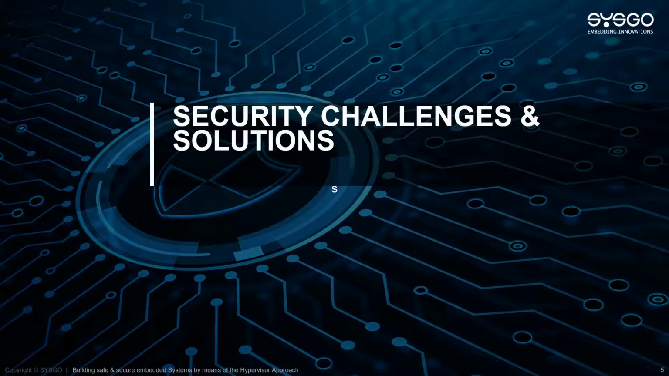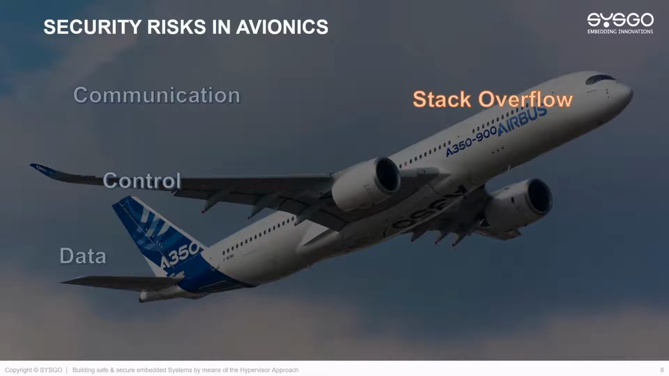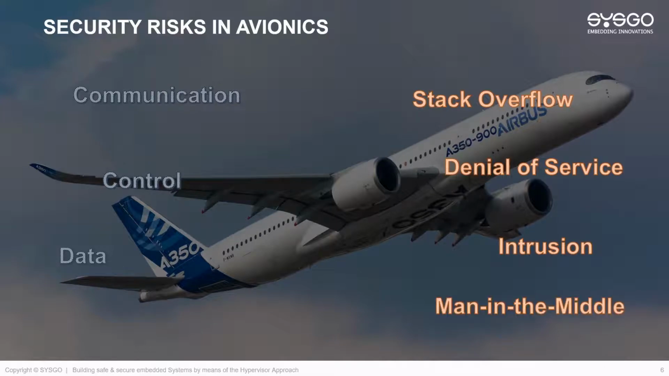Let's now start talking about security challenges and their solutions. When it comes to avionics and security, there are certain assets to be protected in an airplane, which for example is the communication. Very important, the control within an airplane, and of course the data should be secured. Attack paths are a stack overflow, for example, or a buffer overflow. You can actually penetrate an aircraft by denial of service attacks. You can try any kind of intrusion or make man-in-the-middle attacks.